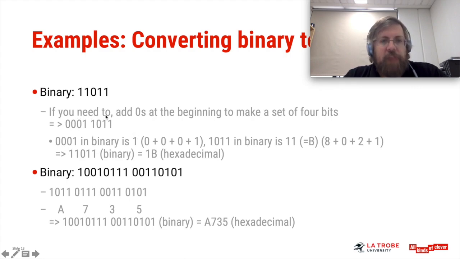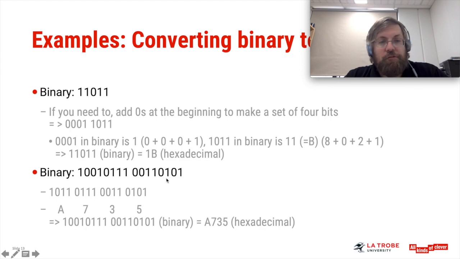Again, if you need to, add zeros at the beginning to make it a set of 4. So 11011 is the same value as 0001 1011. Take these binary values to hexadecimal. So 0001 is 1. 1011 is 11, which is B. So 11011 in binary is 1B in hexadecimal.